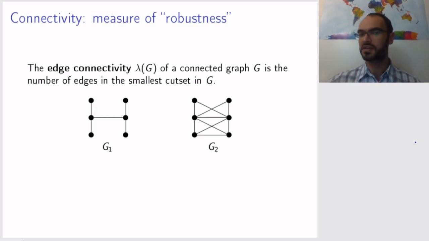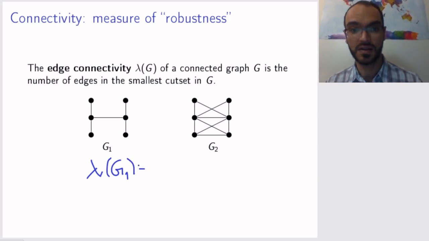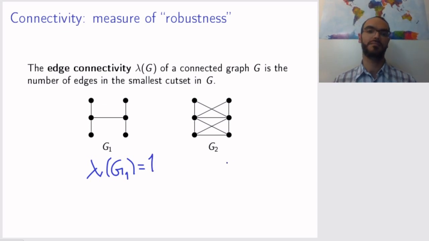Let's look at our previous example. So G1, remember, was such that it was enough to remove really one edge, and any one edge, so that the graph becomes disconnected. So since it's enough to remove one edge, then the minimal number to remove is 1, since the graph is connected to start with, so the edge connectivity is 1.